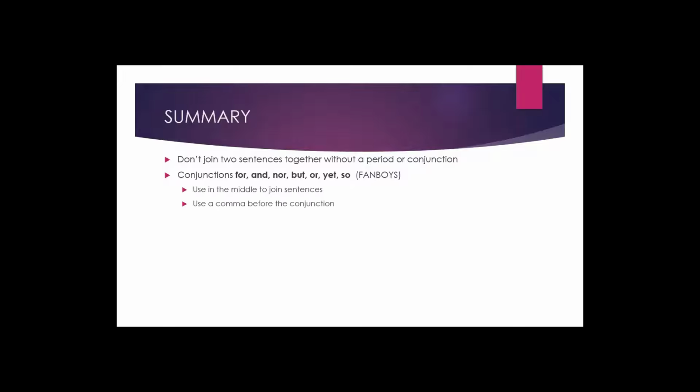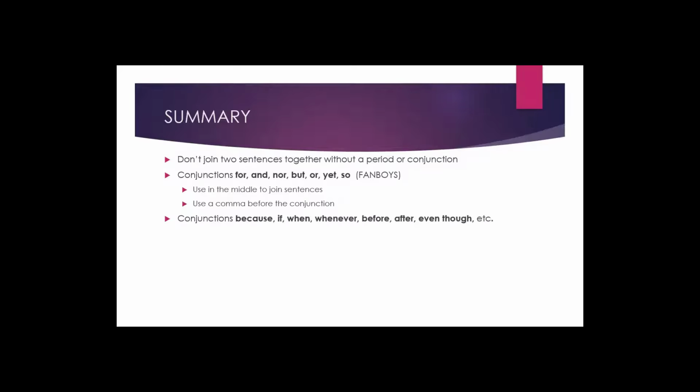So just to summarize some of the things we talked about, we mentioned that we don't join two sentences together without a period or a conjunction. So we don't want to just join two sentences together, for example, with a comma. We need something stronger. So you can add a period, you can add a conjunction. There are other possibilities, but to keep it simple, we could just say that we would need either a period or a conjunction. And to review, some of our conjunctions included the fanboys, and we use these in the middle of sentences to join two sentences together. And we would use a comma before the conjunction.